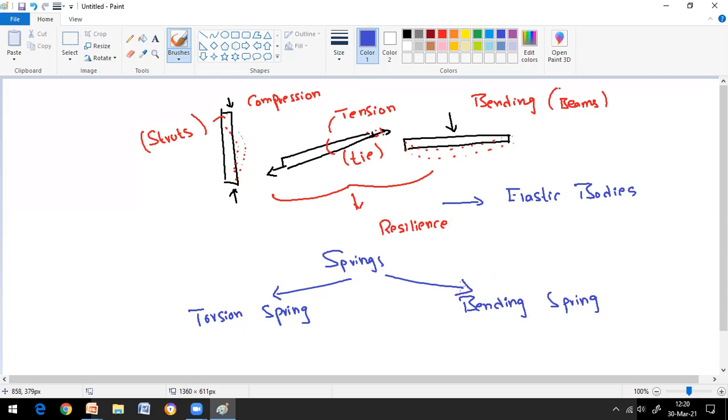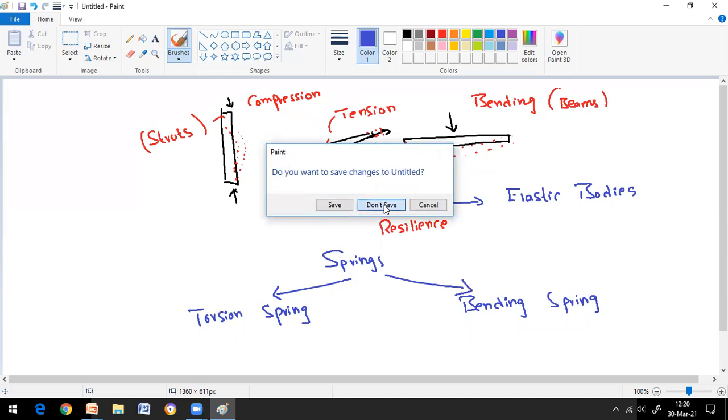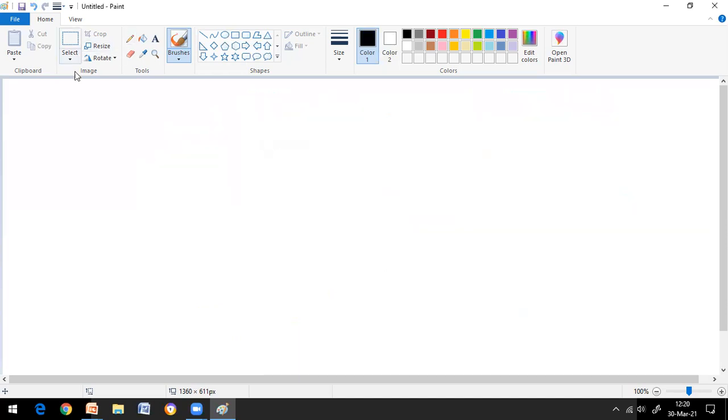Okay, so that's how springs are classified into torsional springs and bending springs. So let's see what do you mean torsional spring and what do you mean bending spring. Let's see in the new page. First let me write what do you mean torsion spring. Torsion spring is the one which is subjected to what? Which is subjected to twisting moment.